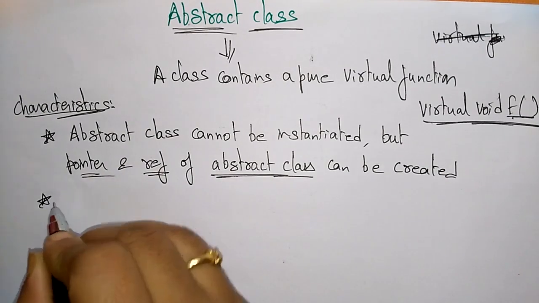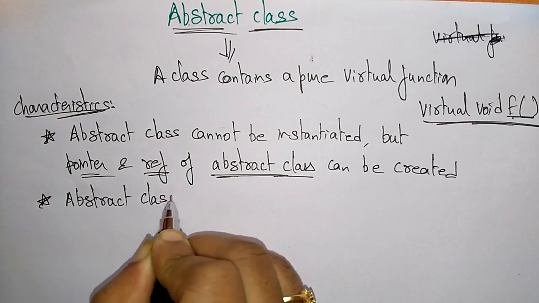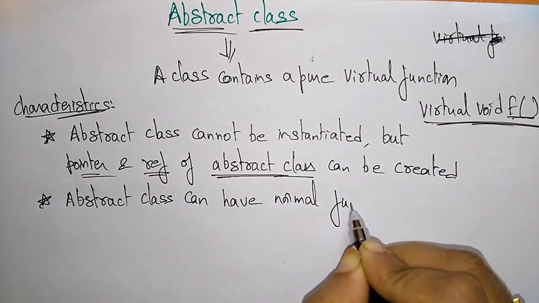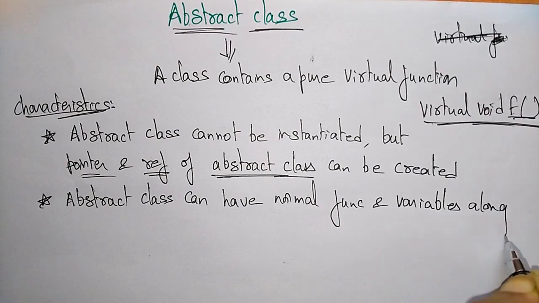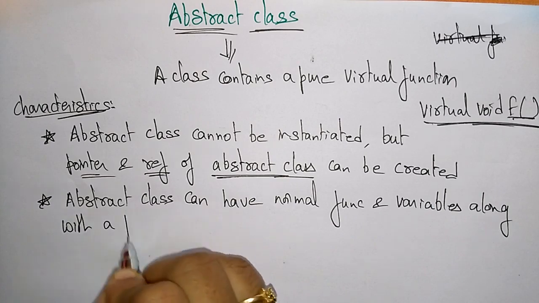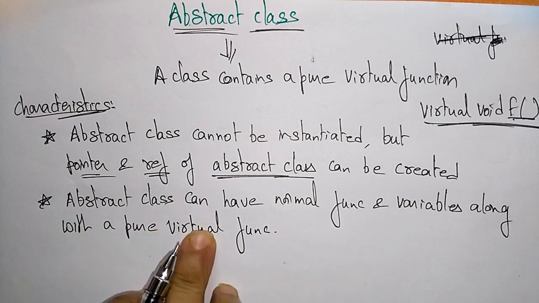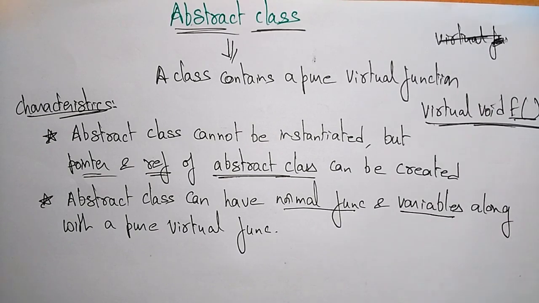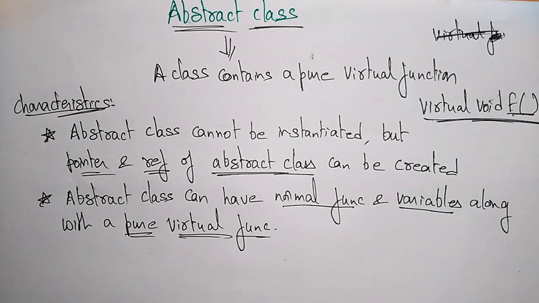Now coming to the next characteristic. An abstract class can have normal functions and variables along with a pure virtual function. So an abstract class can have normal functions, at the same time it has some variables, and along with that it has a pure virtual function, meaning a function equal to 0. This you call an abstract class. These three will be there in your class.